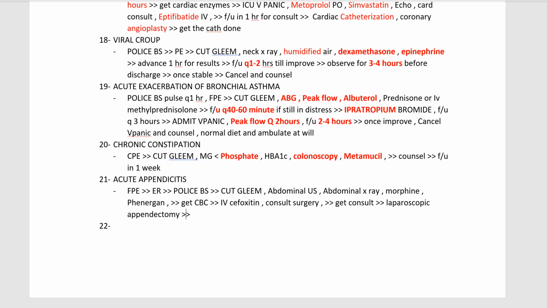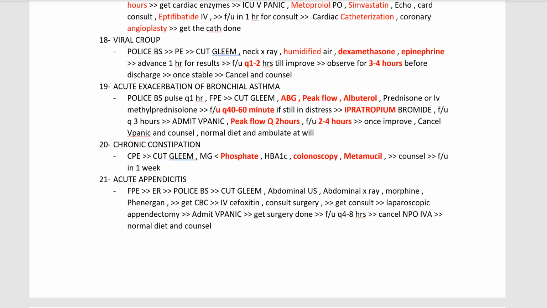Okay, and then you want to admit, order V-panic. Okay, and get surgery done, and then you want to follow up Q 4 to 8 hours, and then you want to cancel NPO, IV access and order normal diet. Okay, and counsel. And that's the summary of the acute appendicitis case.